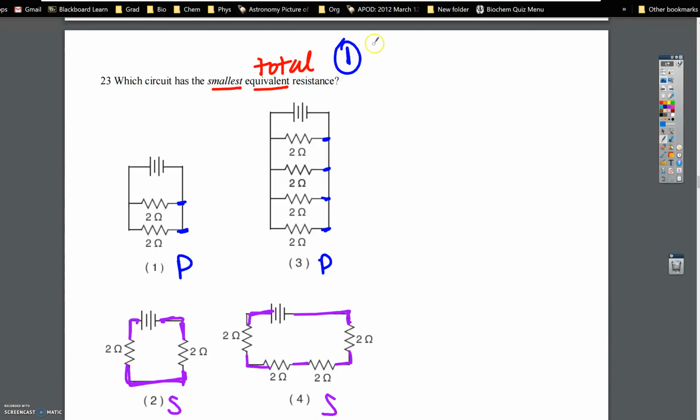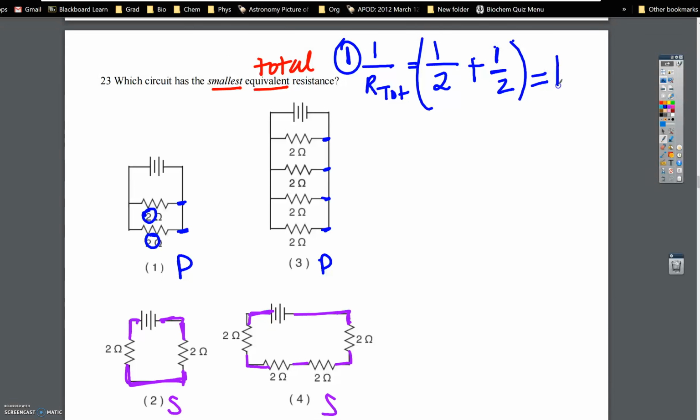For number 1, it's 1 over R total, which is equal to 1 over my first resistance, which is 2, plus 1 over 2. Those are my two resistances here. When I add these two, 1/2 plus 1/2 equals 1 ohm. But remember, we're not done there. You take the inverse. 1 over R total equals 1 ohm, so if we take the inverse, 1 over 1 is just 1 ohm. So that one has a total of 1 ohm.